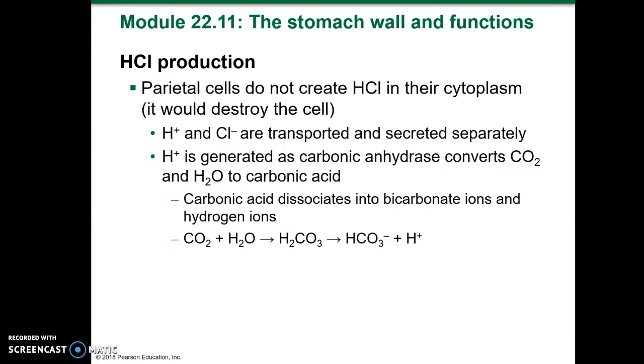So you may ask yourself, where does the hydrochloric acid come from? The parietal cells do not create HCl in their cytoplasm because it would destroy the cell itself. I mean, a pH of 1.5 to 2 is extremely low and corrosive. Hydrogen and chloride ions are transported and secreted separately. The hydrogen ion is generated as carbonic anhydrase converts CO2 and H2O to carbonic acid. And carbonic acid dissociates into bicarbonate ions and hydrogen ions. So this is one of the buffering systems in the body.